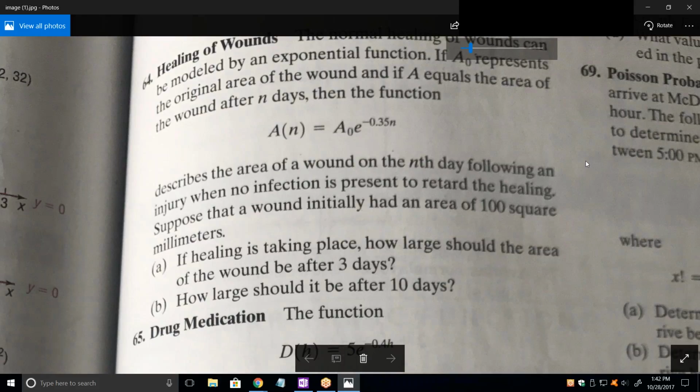All right. So this is the area of the wound with time, n being the number of days after the wound. So would you expect this to get smaller or bigger? Probably smaller. Yeah, I would hope so. Otherwise, you're looking at amputation.